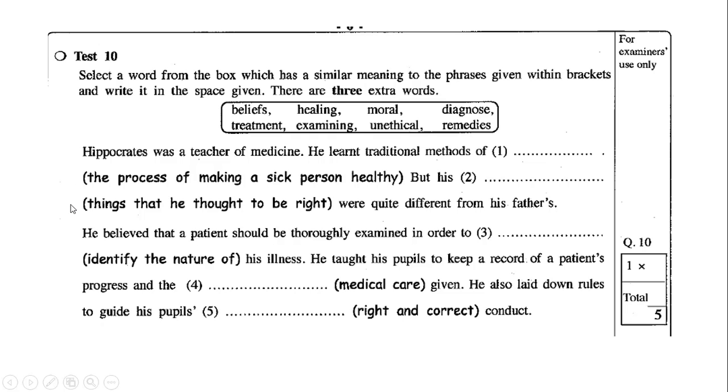But the things that he thought to be right are the beliefs. But his beliefs were quite different from his father's. He believed that a patient should be thoroughly examined in order to identify the nature, diagnose. In order to diagnose his illness, he taught his pupils to keep a record of patients' progress and the medical care, which means treatment. He also laid down rules to guide his pupils. Right and correct means moral. Moral conduct. That part also carries 5 marks.